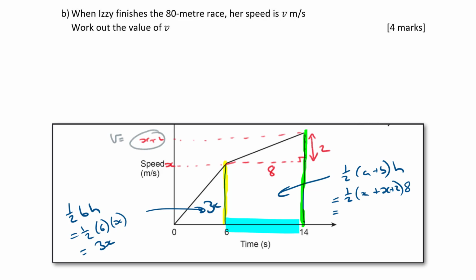Half 8 is 4, times x plus 2 and x plus 2. So just multiplying everything in the bracket by 4, I'm going to get 8x plus 8 then, isn't it? So that area is 8x plus 8. So the combined area then is 3x plus 8x plus 8.